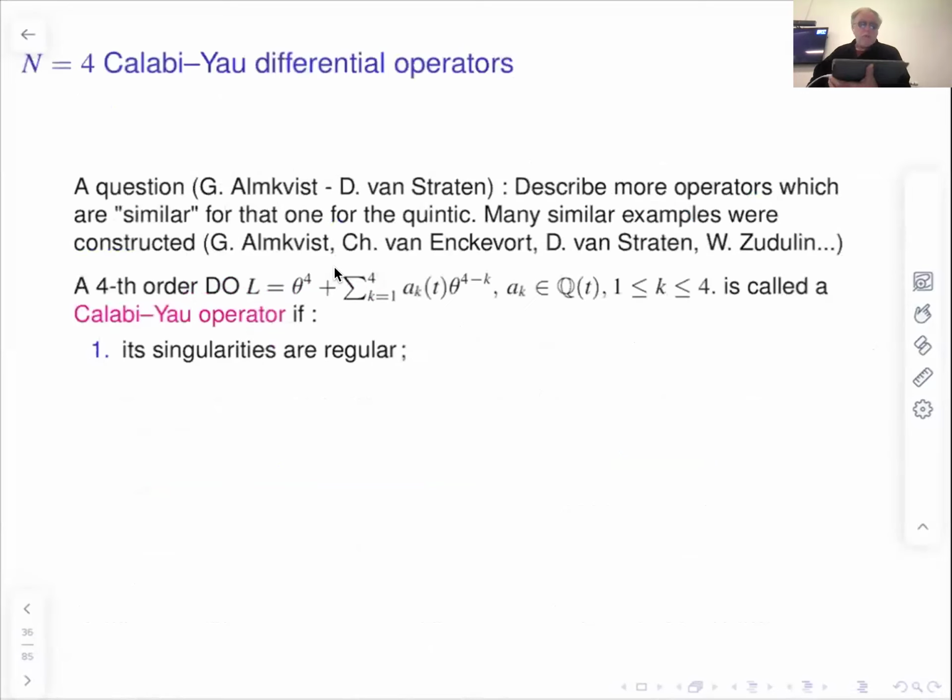And then people immediately started to try to find other Calabi-Yau differential operators. First of all, of course, Calabi-Yau. I told you that there are many Calabi-Yau structures, many Calabi-Yau manifolds. Topologically they are very similar, but for example in the case of K3, they are all diffeomorphic, but the complex structures are different because of different homology and Hodge numbers. So, for example, people started to describe different classes of n equal to 4 Calabi-Yau differential operators.